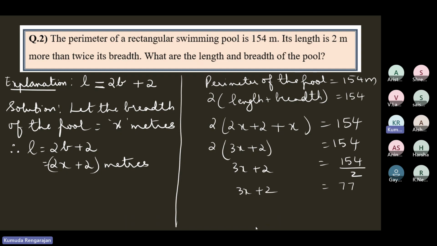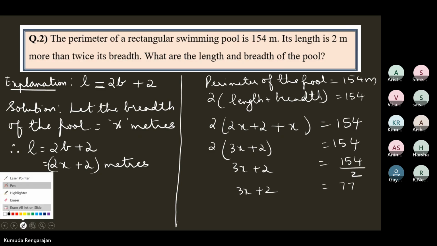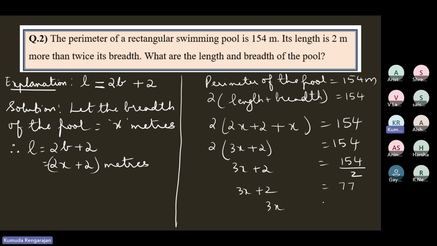3x is equal to 77 minus 2. So 3x is equal to 75. x is equal to 75 divided by 3, which is 25. So that means the breadth of the pool is 25 meters and its length will be 2 into 25 plus 2. That is 52 meters. Therefore, breadth. Finish writing. You can write on this, children. I'll tell you how to finish it.